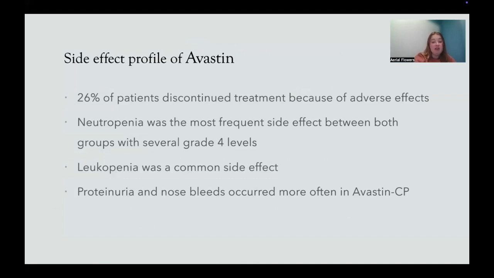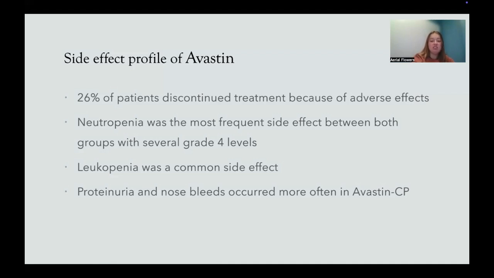Avastin does have a lot of different side effects. In the study, 26% of patients stopped treatment due to the adverse side effects. Neutropenia, which is having low levels of neutrophils in the blood, was the most frequent side effect in both groups, with several people having grade 4 level side effects. Leukopenia was another very common side effect.